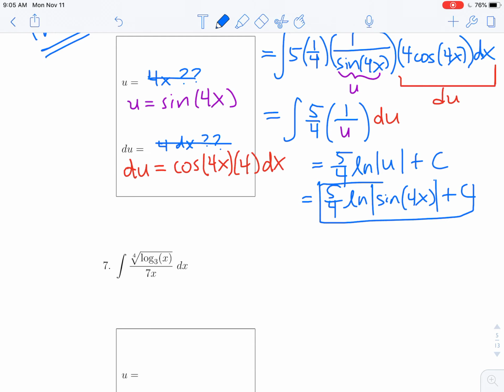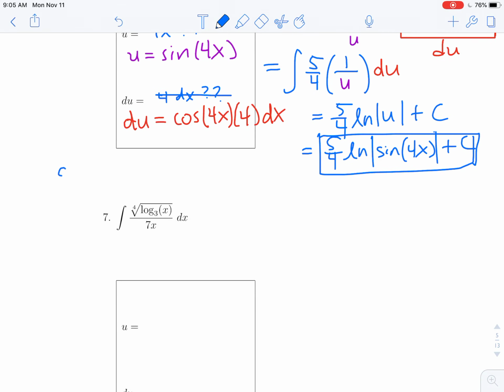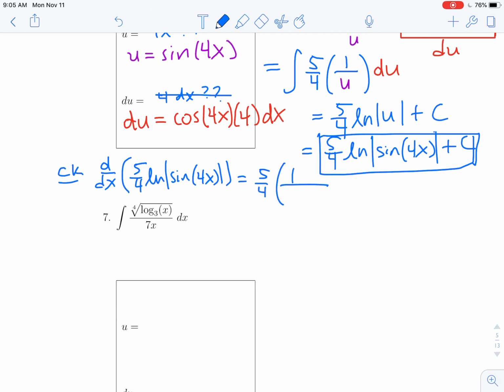We can go ahead and check it as well. So check step. The derivative of 5/4 natural log absolute value sine 4x is equal to 5/4 times 1 over sine 4x times 4 cosine 4x. So this 4 and this 4 cancel, and we get 5 cotangent of 4x. So that checks out.